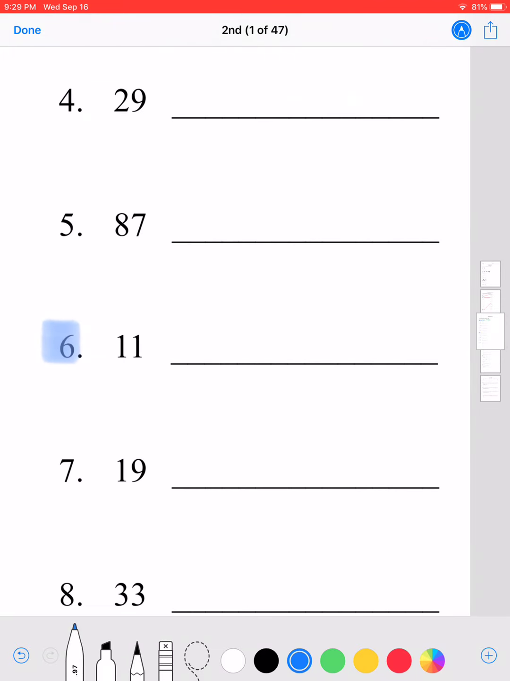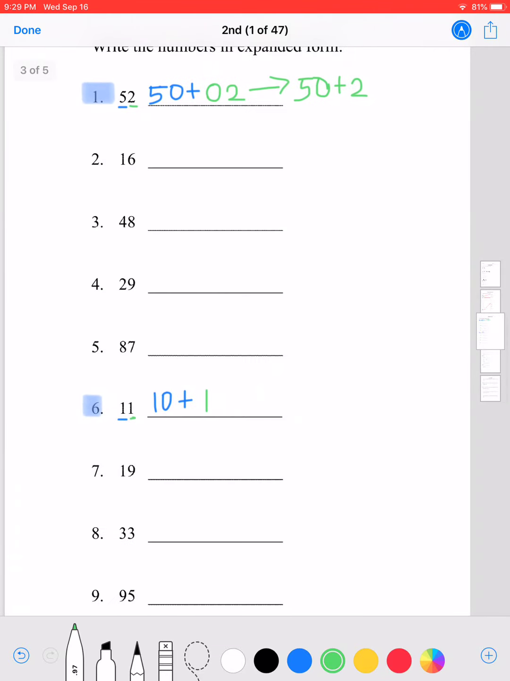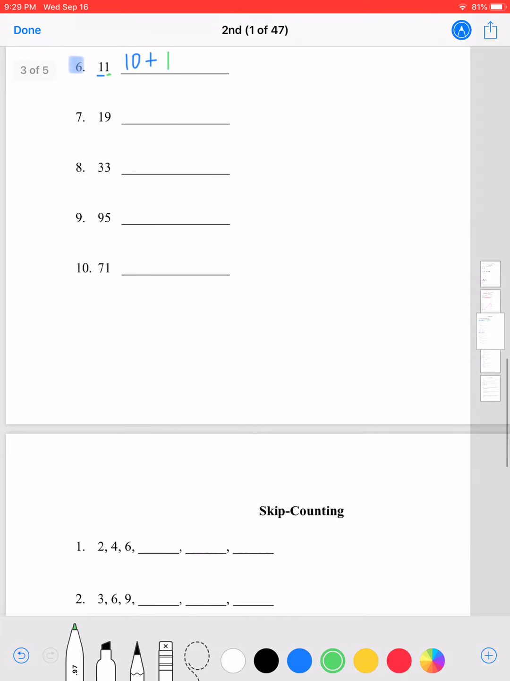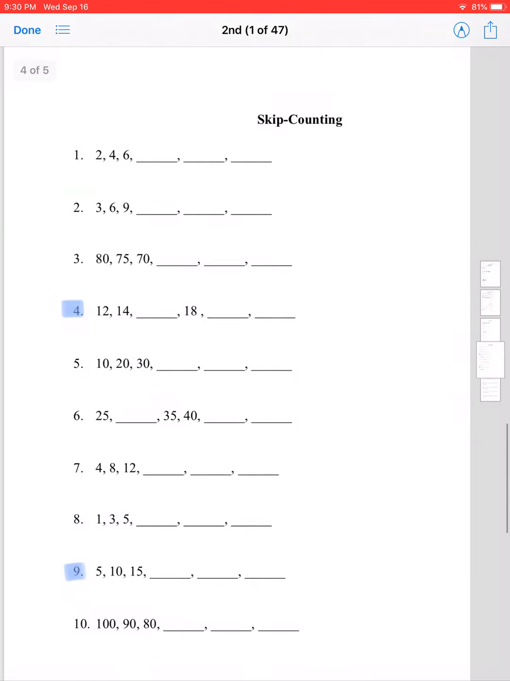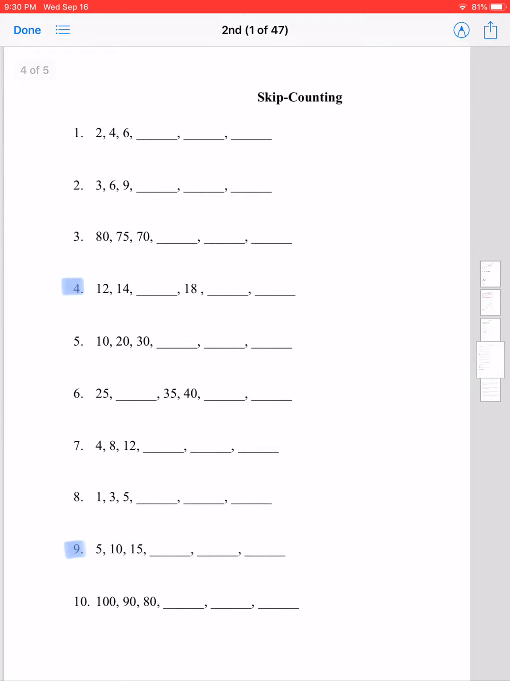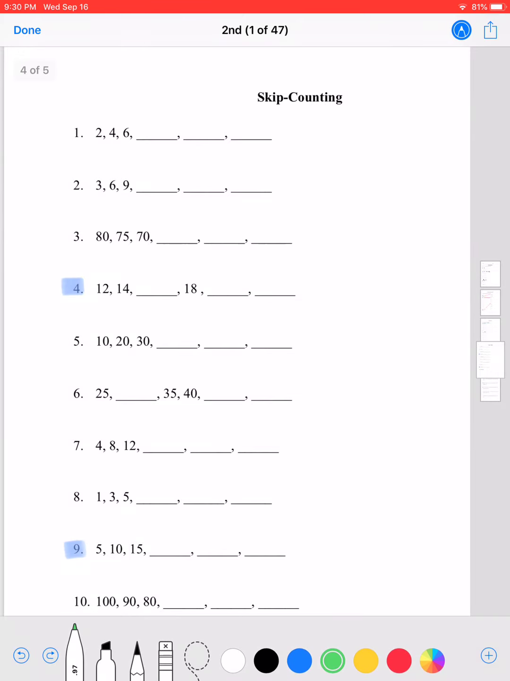So we have 1 in the tens place. So that's a 10. We'll be adding it to the 1 in the ones place, which just stands for 1. So there we go. That's 10 plus 1. And that 10 added to 1 is 11. So that's expanded form. Now we'll be going on to skip counting, where we're going to be counting using patterns.